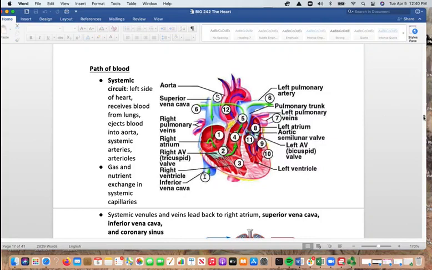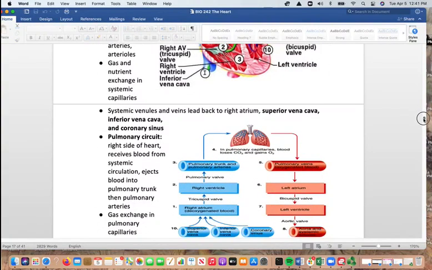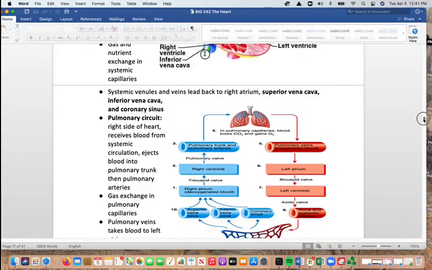So with the systemic circuit, this is going to be the left side of the heart. It's going to take in oxygenated blood from the lungs, and then the blood will go through the heart and be ejected into the aorta and head out into the systemic arteries and arterioles. When it gets to the capillaries, at its final destination for delivering, it will drop off the oxygen and nutrients. And then those capillaries will also collect the blood back up and send it on its way to return through the venules and then the veins. And those will come back into the superior and inferior vena cava. And then from the heart, it will drain through the coronary sinus.